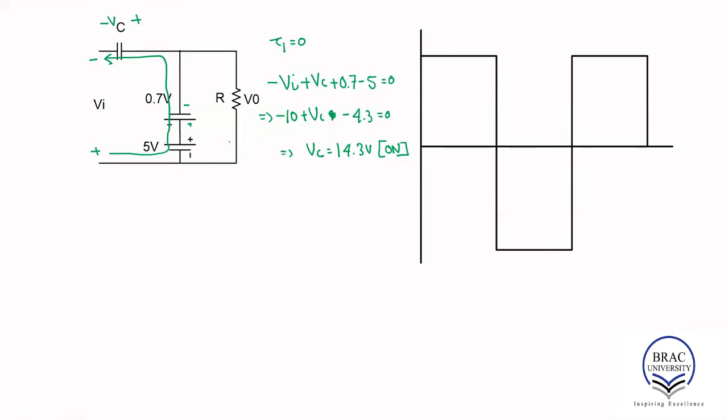Next, we need to determine V naught. V naught is the voltage across the resistor. The resistor is parallel to the diode and the DC voltage source. So we can find V naught to be plus 5 minus 0.7 equals 4.3. So this is the value of V naught when the diode is on.